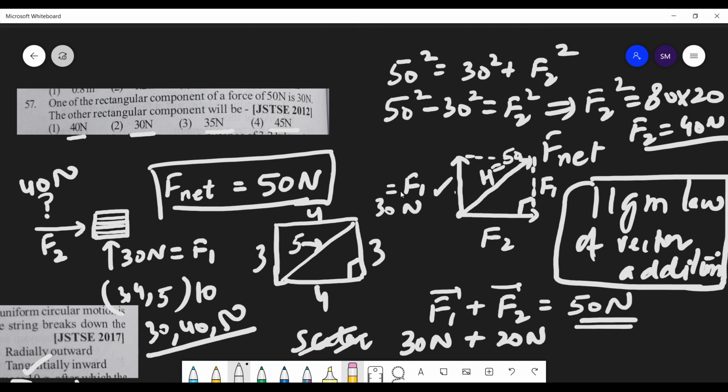You are supposed to be sharp enough. This question was asked in JSTSC 2012. The question was quite simple, but you can do it only if you know the concepts. If this is 50 and this side is 30, how much will be this side? Because this is a resultant, you are adding this and this, so this will be 40. So the first option is your correct option.